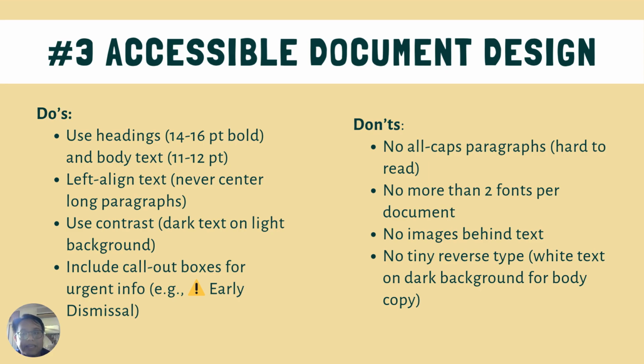Next, accessible design. Now, this means readers can find information in seconds and not minutes. So, what are you going to do in order to have accessible document design? So, use headings at 14 to 16 points in size, and 11 to 12 points for the body. Okay? Now, left align everything. Never center long paragraphs because our eyes track best from a straight left margin, because this is a document that you have to read, then you have to left align everything.